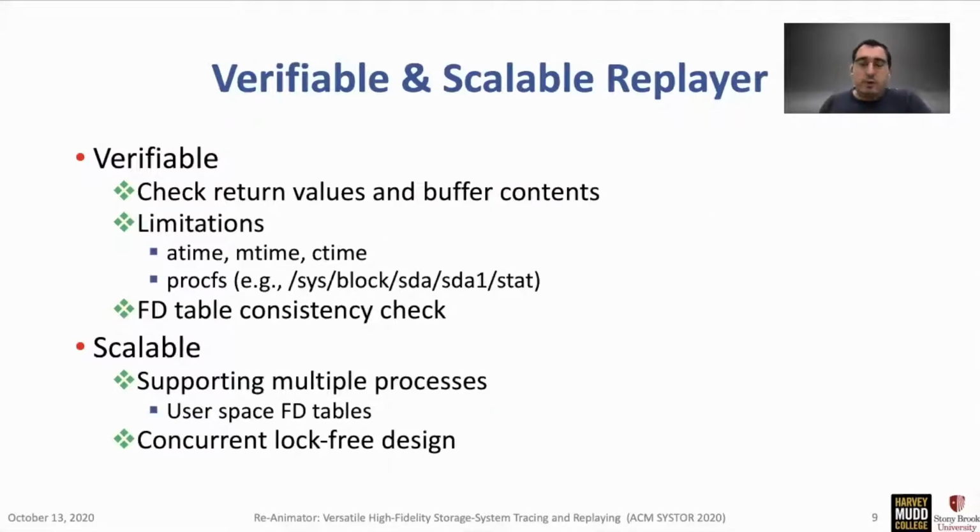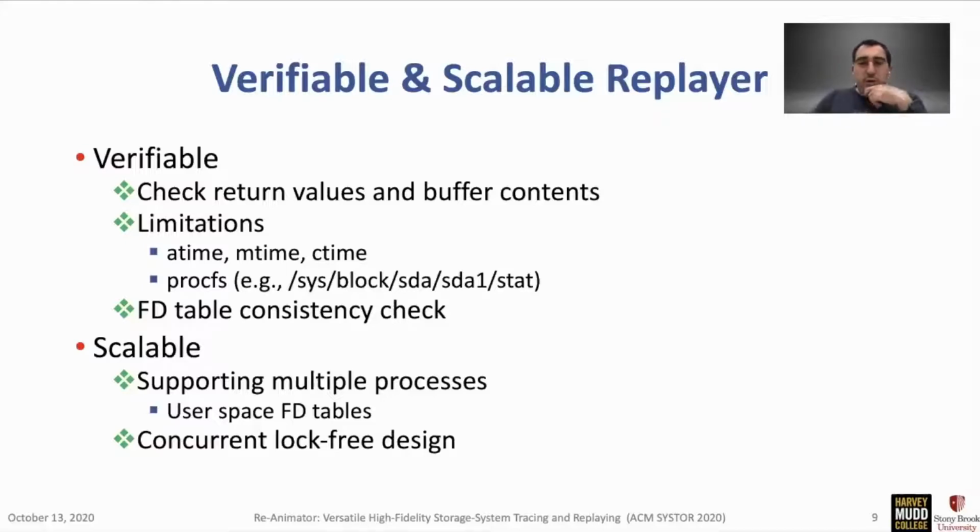We have looked at the system call capturing part. Let's take a look at the replayer design also. Re-Animator supports multi-process and multi-threaded application tracing and replay. To replay multi-process applications correctly, we simulate file descriptor tables in user space. Our verification process happens on the fly while the system call replaying happens, and it checks return values and buffer content. But verification might add extra overhead to the replaying process. That's why the default configuration of the replayer runs without verification.